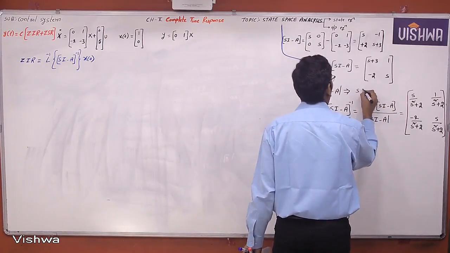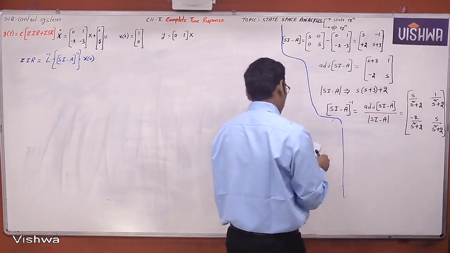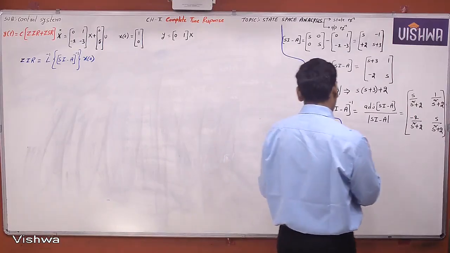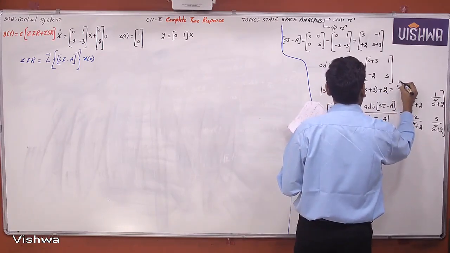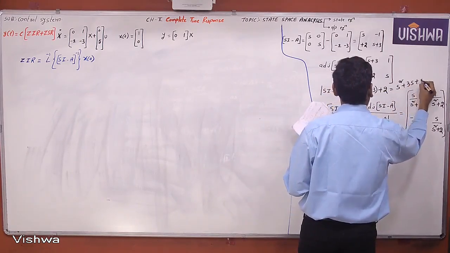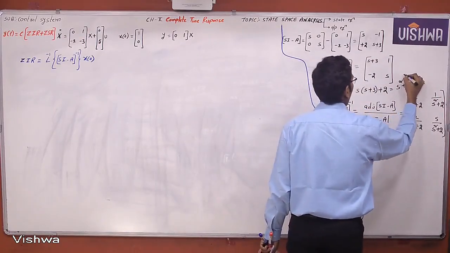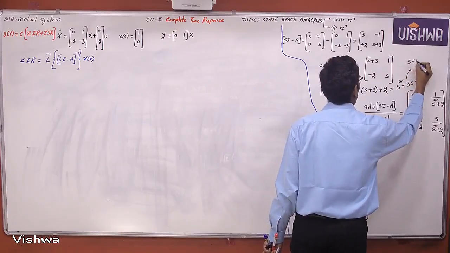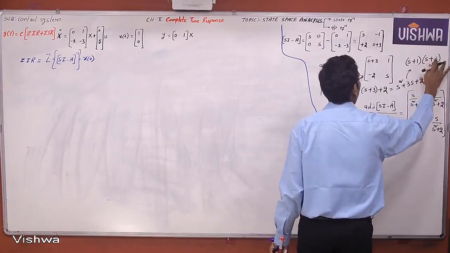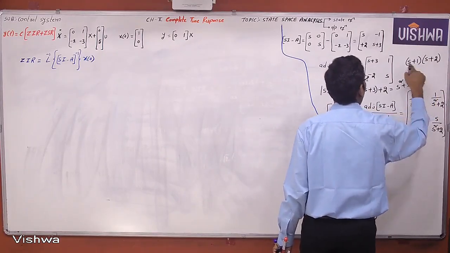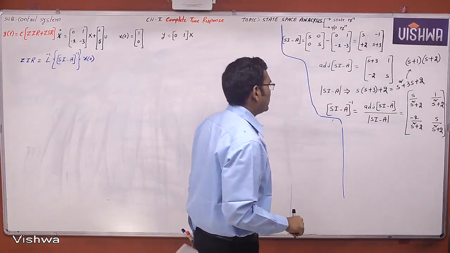Now the determinant of sI minus A is s into s plus 3, plus 2, which is s square plus 3s plus 2. S square plus 3s plus 2 means the roots are s plus 1 into s plus 2. Matching, so we get the sI minus A matrix inverse.